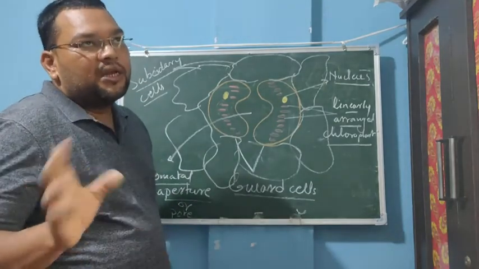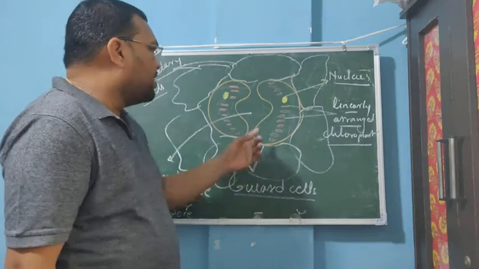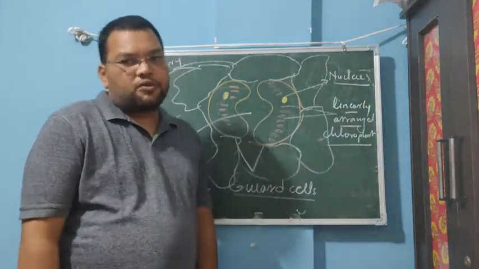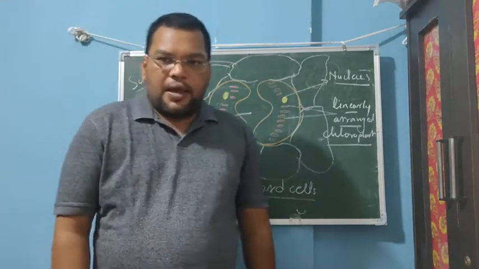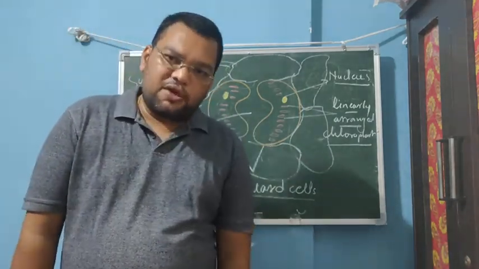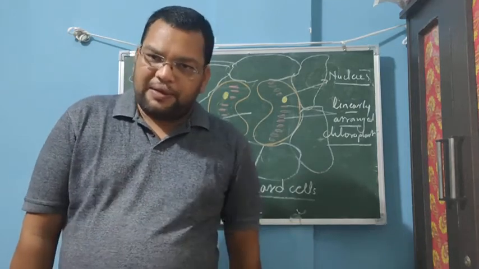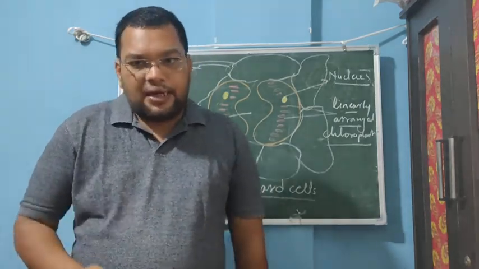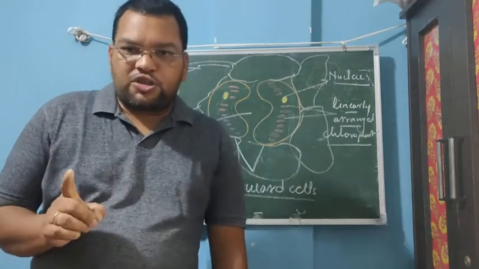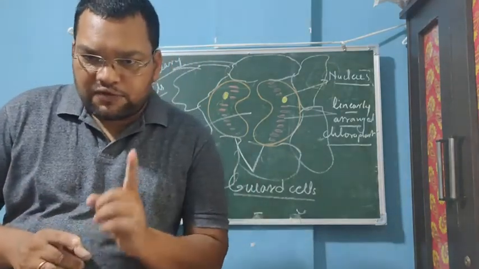Now, this opening and closing of the stomata is performed by these guard cells. These two guard cells perform the opening and the closing of stomata. And if somebody asks you what makes the opening and closing of the stomata, you please answer that the opening and closing of the stomata is the function of guard cells.